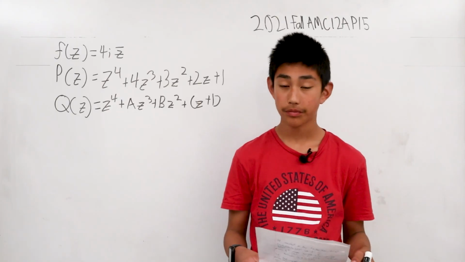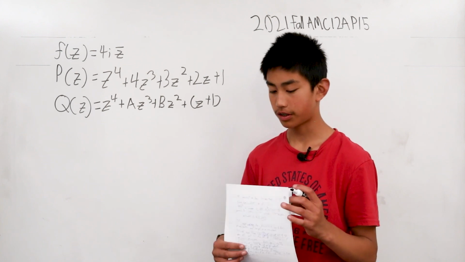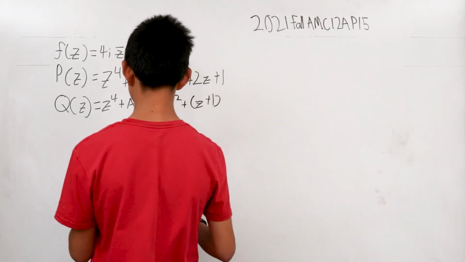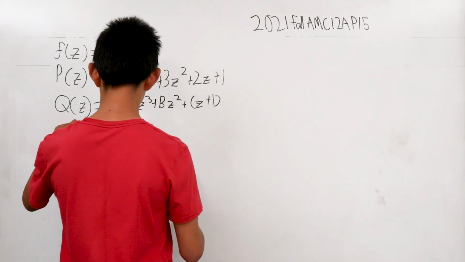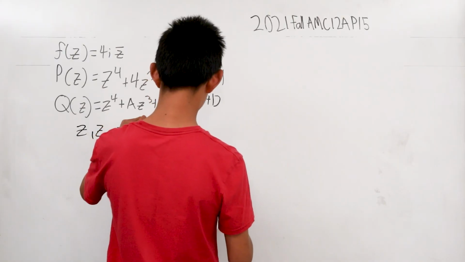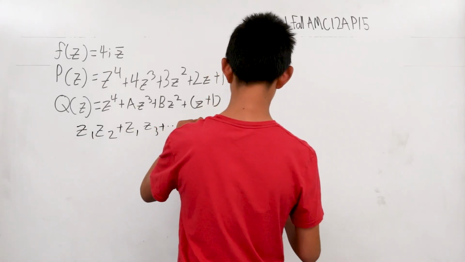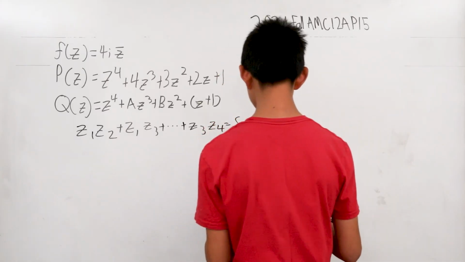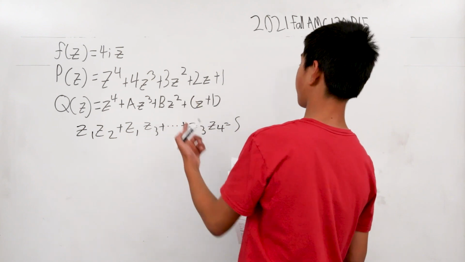So, first things first, let's just try and solve for the sum of the numbers. By using Vieta's formulas, we get that the sum of all the roots taken two at a time, so z1 z2 plus z1 z3 plus dot dot dot plus z3 z4, is equal to the sum. Therefore, by this logic, we want to find b here.